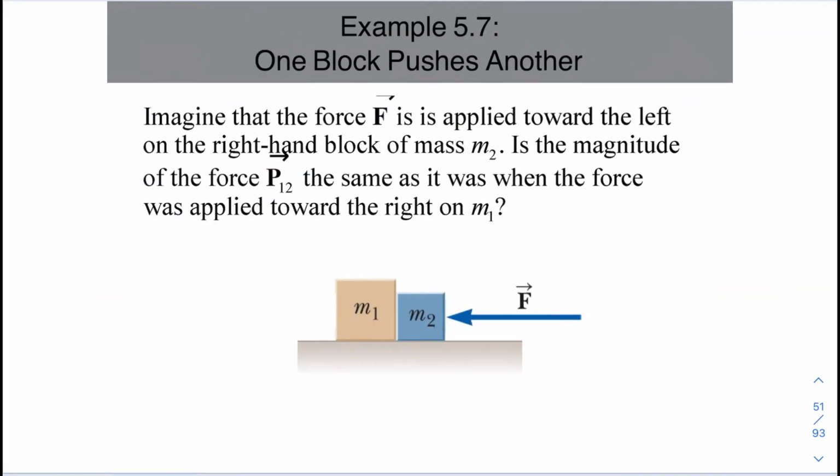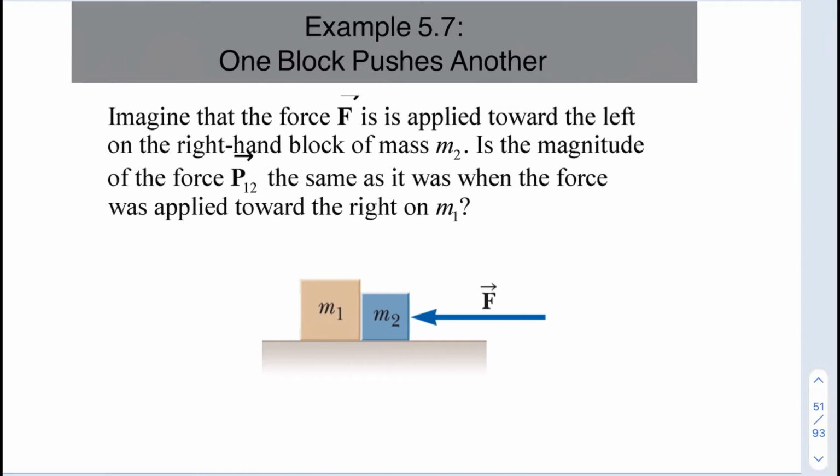Now, imagine that the force is applied toward the left on the right-hand block of M2. Is the magnitude of P12 the same as it was when the force was applied to the right on M1? So now we are pushing M2 to the left, and we want to determine whether the magnitude of P12 is the same or not as when we apply F to M1 in the direction to the right.